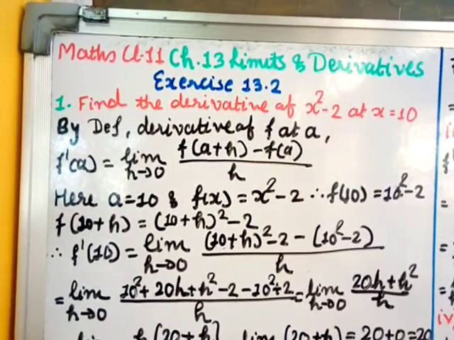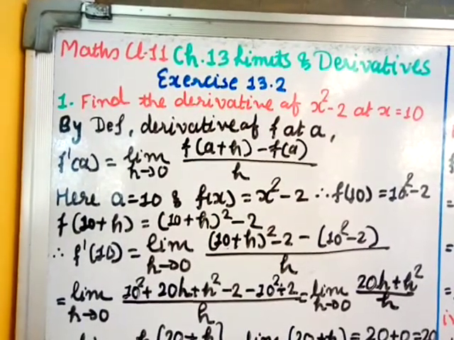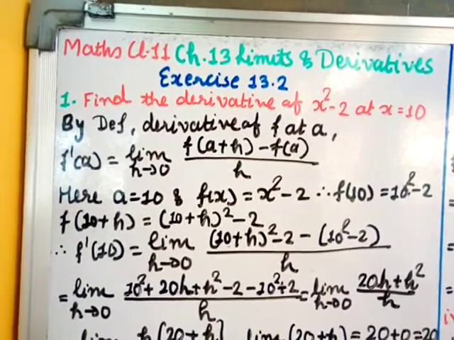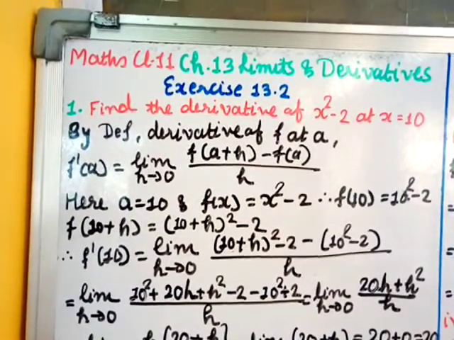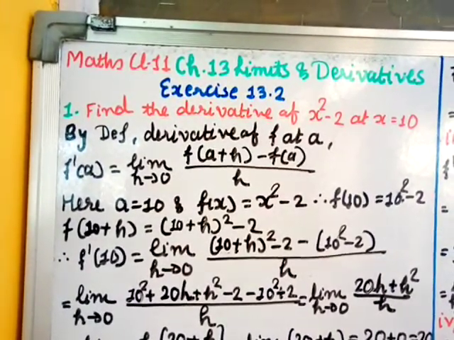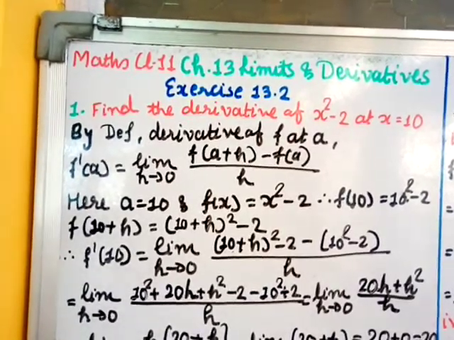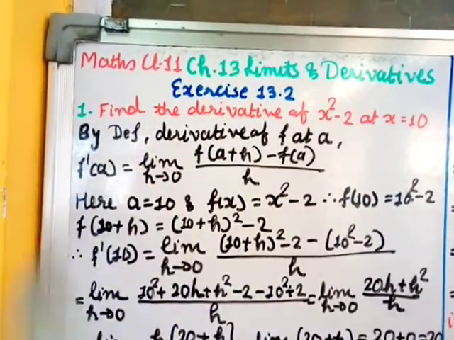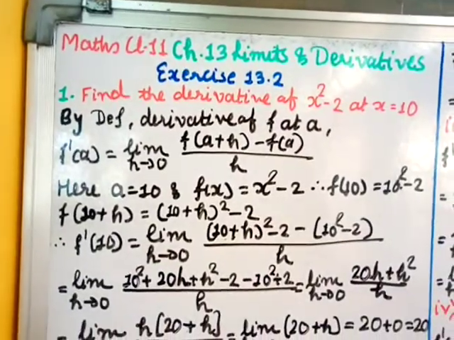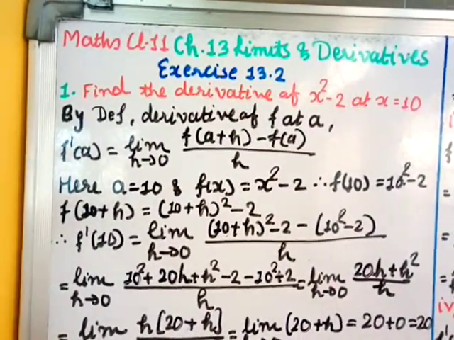Mathematics class 11 chapter 13, limits and derivatives. In the last class we have studied exercise 13.1. Today we shall study exercise 13.2. Question number 1. Find the derivative of x square minus 2 at x is equal to 10.